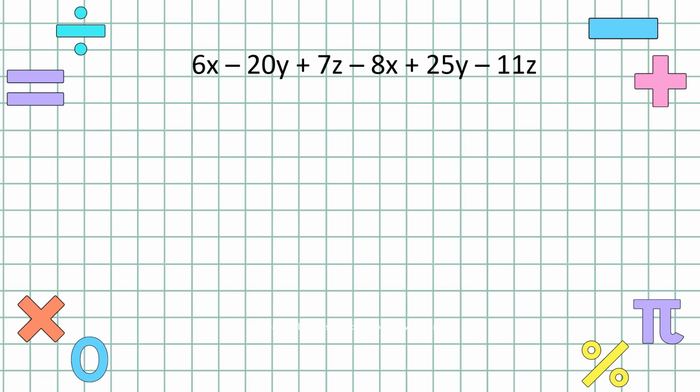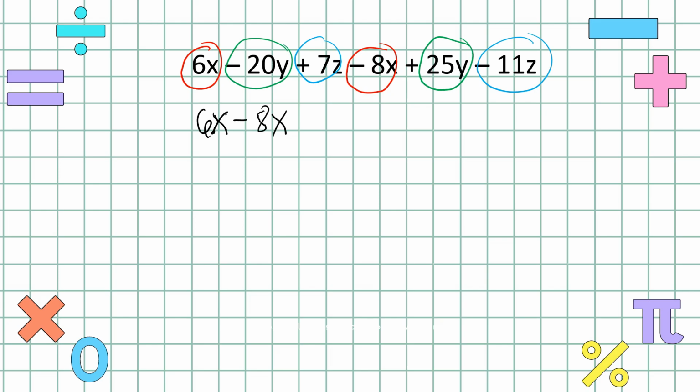In the third example, we have 6x minus 20y plus 7z minus 8x plus 25y minus 11z. So let's mark those like terms first. We have 6x and negative 8x. We also have negative 20y and positive 25y, and we also have 7z and negative 11z. So let's put them beside each other, starting with x, 6x, and then minus 8x. The next pair would be negative 20y plus 25y, and the last pair plus 7z minus 11z.